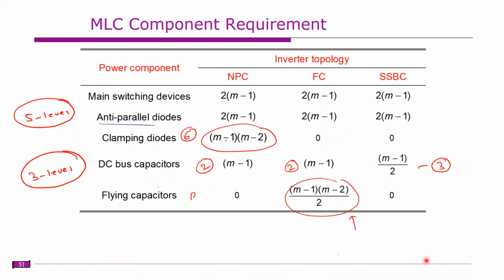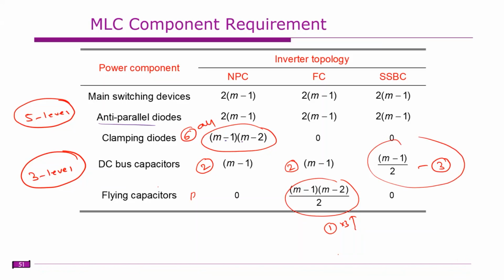You require only 1. So that means this is 1 or 1 into 3. So that means 3 flying capacitors you require, right? So this is for all 3 phases. The thing is that you require 1 isolated DC source and you require 6 additional diodes. So there will be some trade-off, right? So the cost of these things is more or less the same.